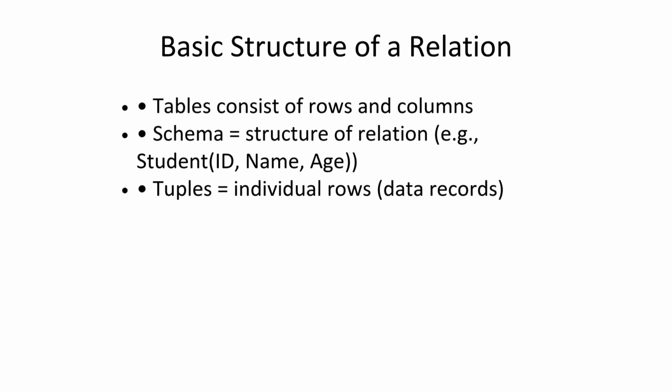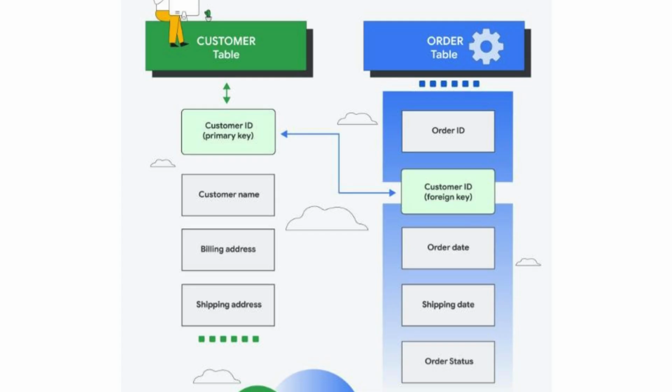Why is this important? Because every relational algebra operation works on these tables, taking one or more relations as input and returning another relation as output. Understanding schema and tuples helps you apply operations correctly, like knowing what columns you can project or what conditions you can filter. Coming up next, let's jump into the core operations of relational algebra, starting with selection.